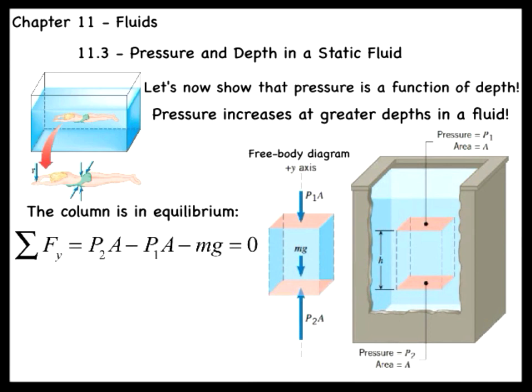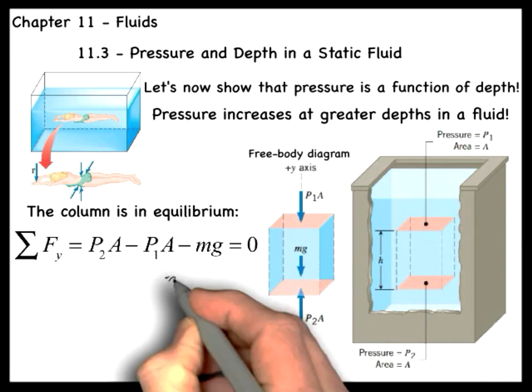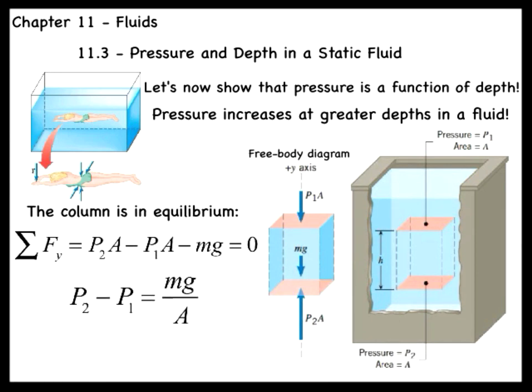If we divide this equation by the area A, we get the following. This shows that P2 is greater than P1 by an amount equal to mg over A. Qualitatively, we understand that P2 is greater than P1 because the force acting on the bottom of the column must support the weight of the fluid above it.